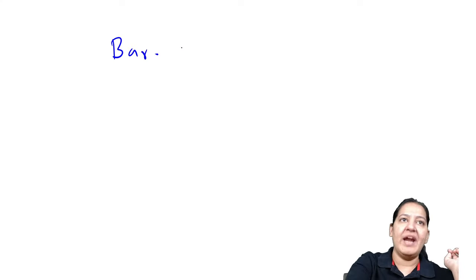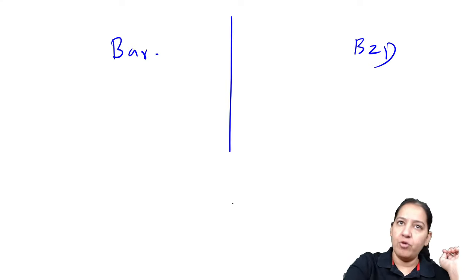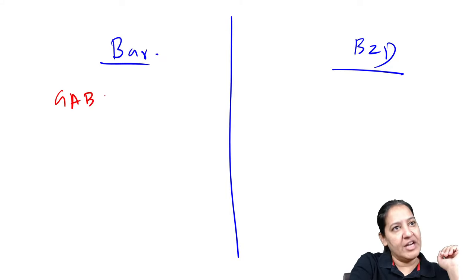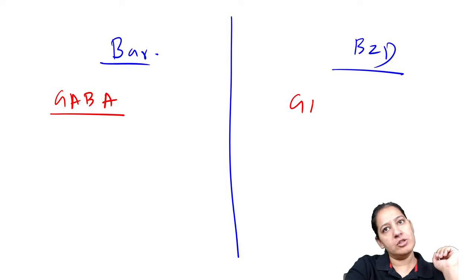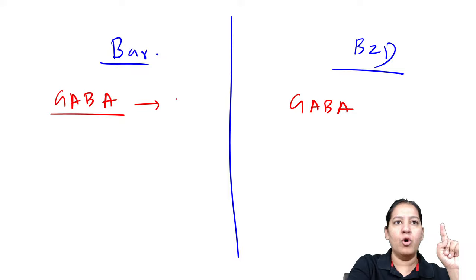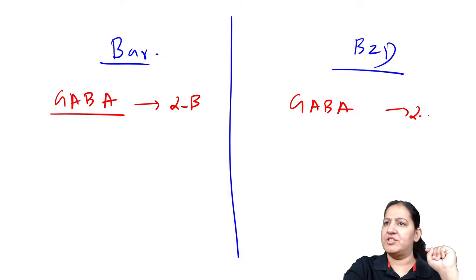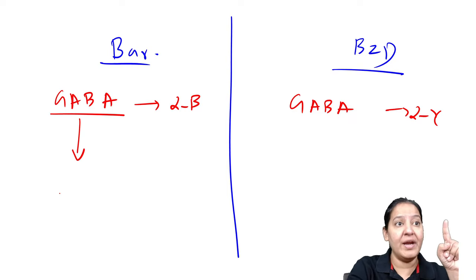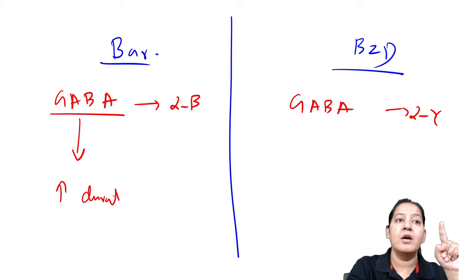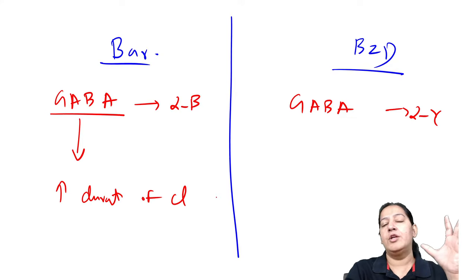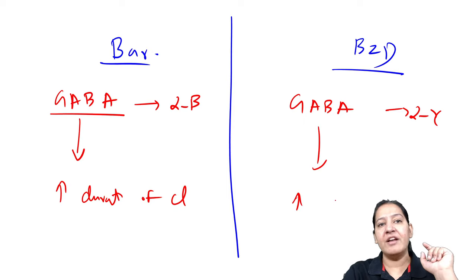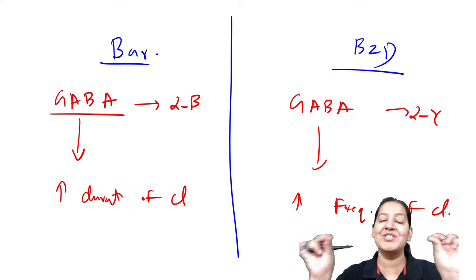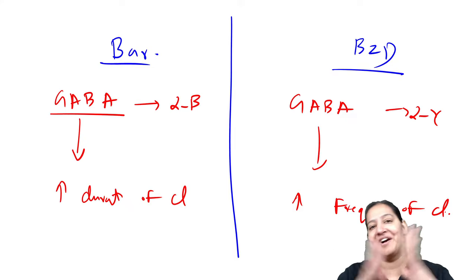Now there is a big difference. I have told you about barbiturate and benzodiazepine; both have GABA facilitatory action. Both go to the GABA receptor. Barbiturate goes to the alpha beta junction, benzodiazepine goes to the alpha gamma junction. On the GABA receptor, barbiturate increases the duration of chloride channel opening, while benzodiazepine increases the frequency of chloride channel opening. I hope you got it. The students who wanted to understand have understood. A hint is enough for the wise.